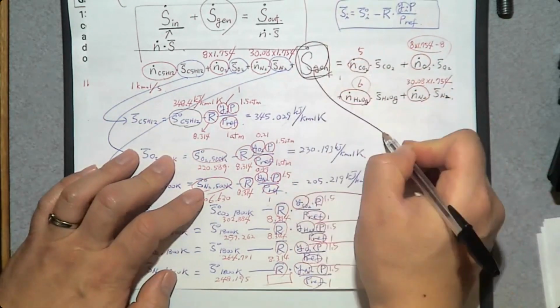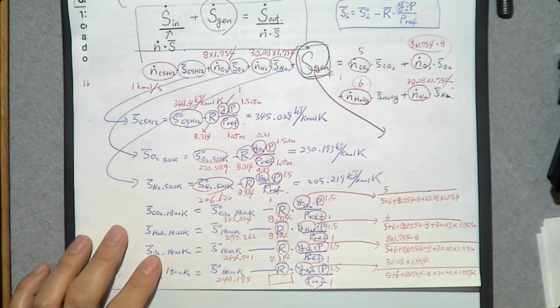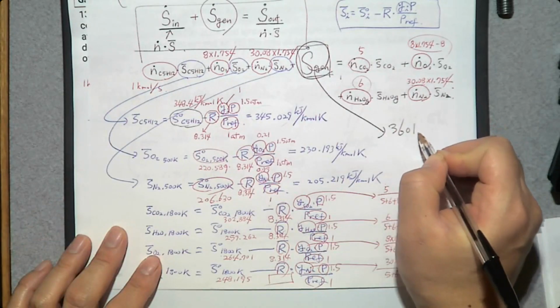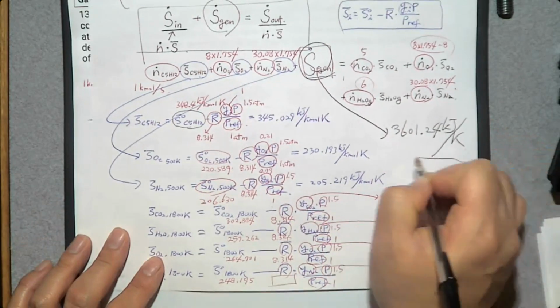So let's find this one. We have only one unknown. So that is 3,601.24 kilojoule per Kelvin.